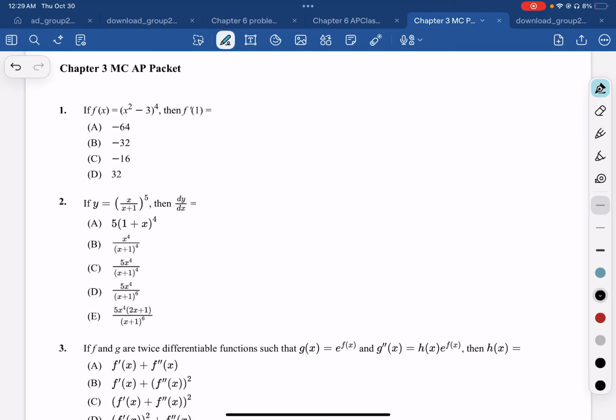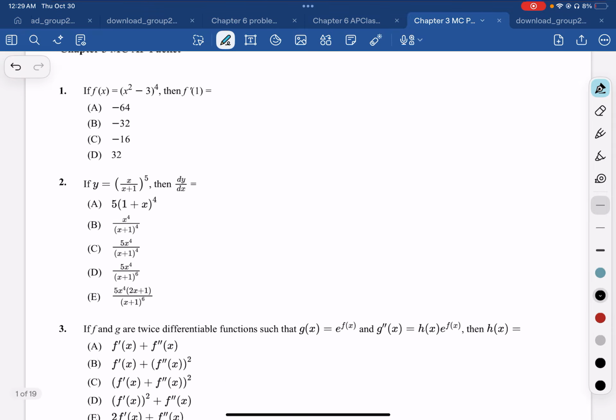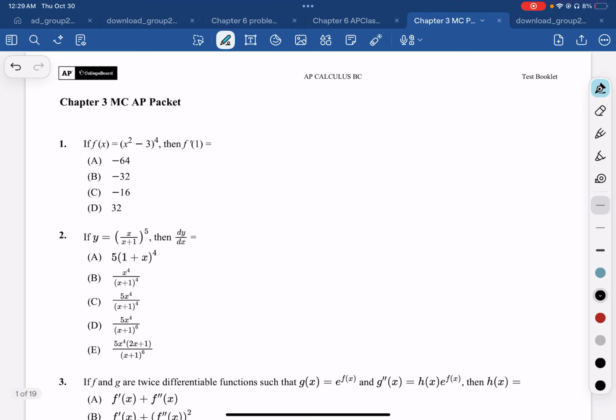Alright guys, so nothing surprised. Today we're gonna do some AP practice for the chain rule and something related to the product rule and the quotient rule. And we can even dig into the implicit derivative, but I think we're still not too far yet. Alright, let's do the first one.